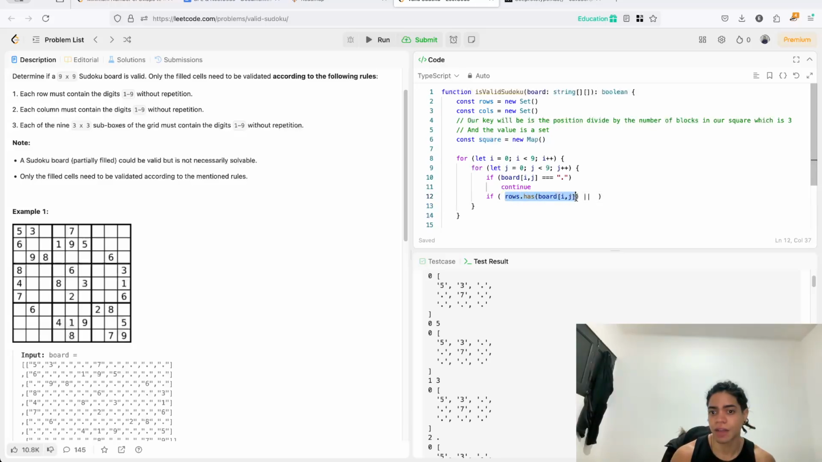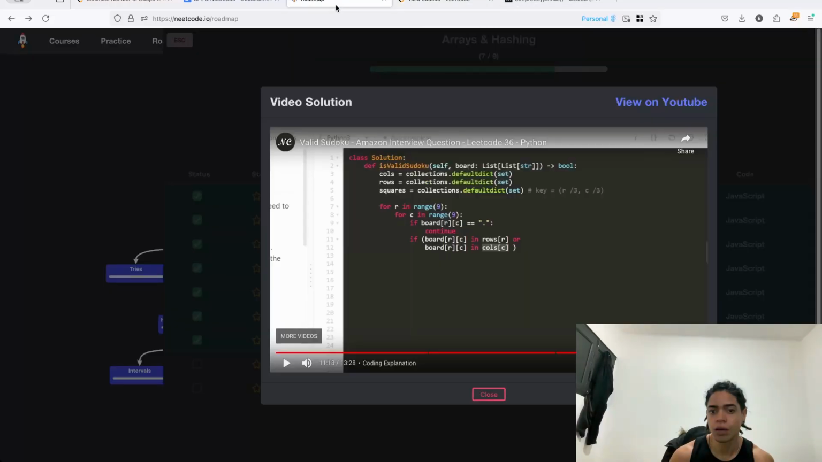So does this value exist in the row, and does this value exist in the column? And not only that, we need to check whether we've seen it before. So how do we get the current square that we're in right now? Well, this will return a set, as you can see up above, of all the values that we have seen in the current square.